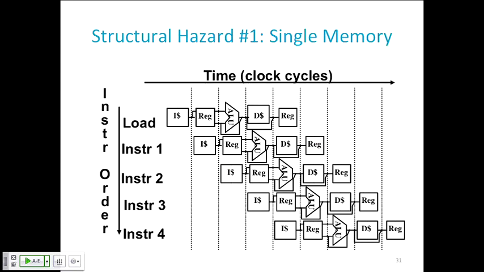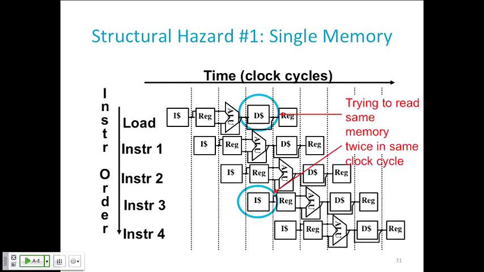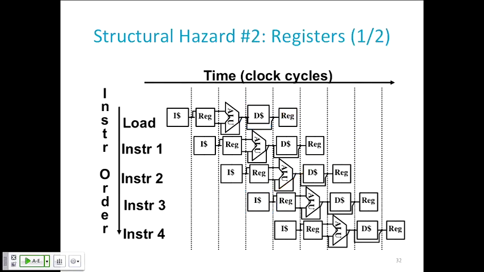So here's a load going down the pipeline, and here's another instruction here that wants to do instruction fetch. And imagine instead of having separate caches, these came from the same memory. So this would be a structural hazard. Two instructions in the pipeline want to use the same thing at the same time. So you can't do that, so what you're going to have to do is, the second example is the register.